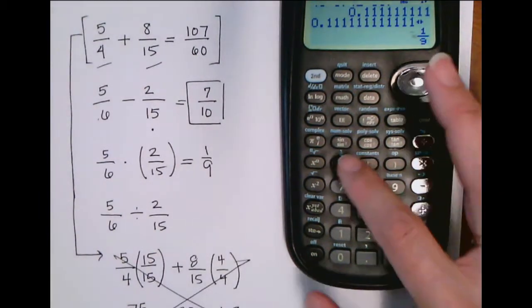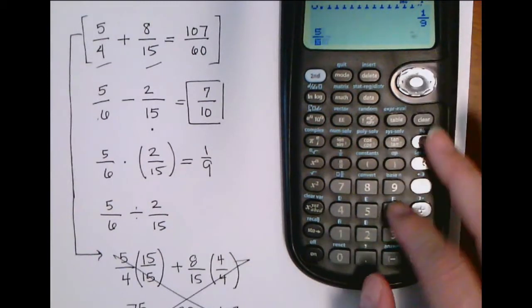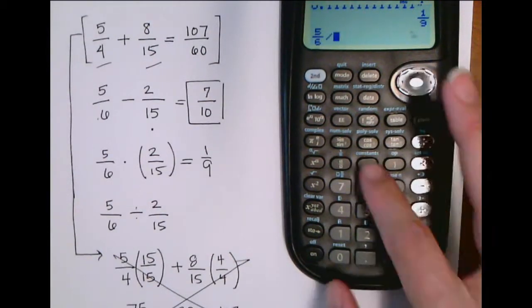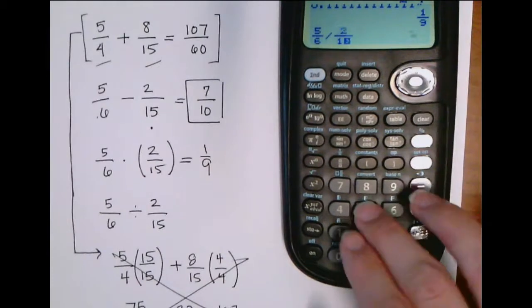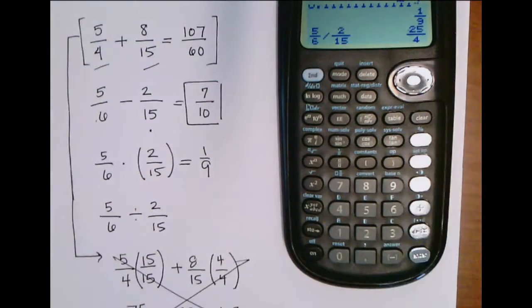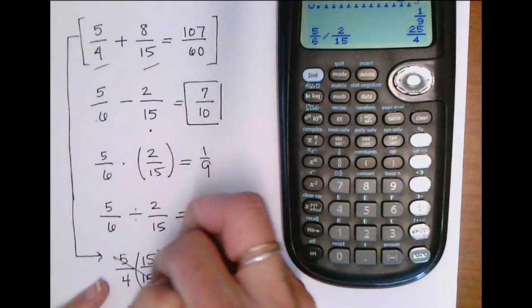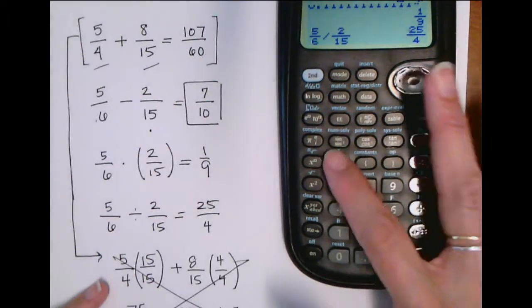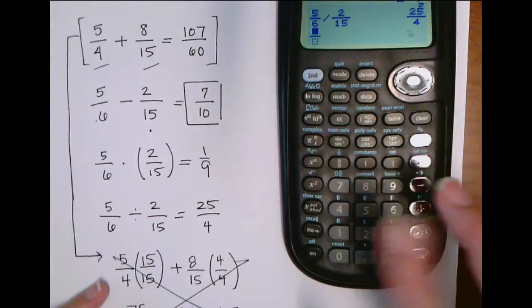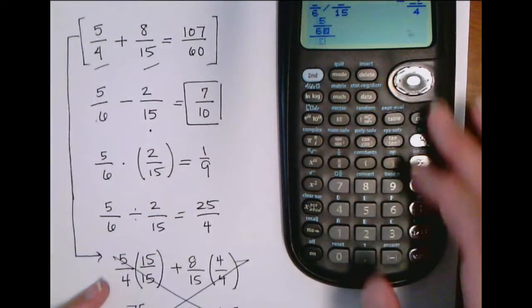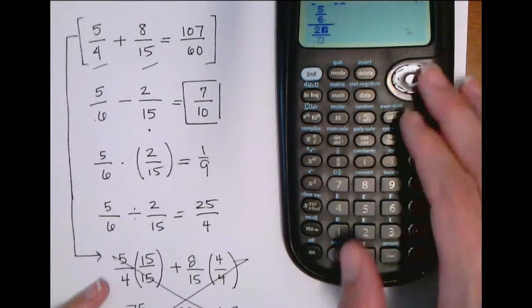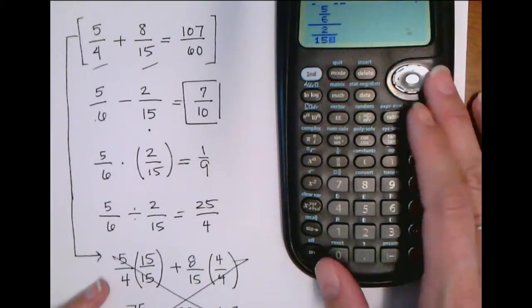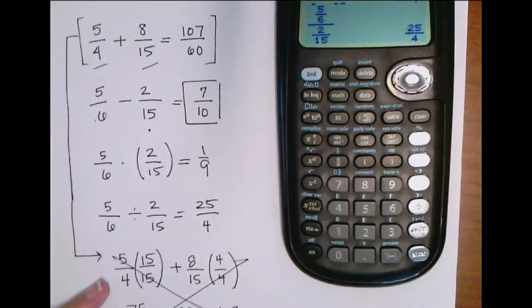You can just, again, 5/6 divided by 2/15. This is 25/4. You can even throw your fractions into a fraction. So once I have this, I could do a fraction on the top and a fraction on the bottom. Crazy enough, but it'll still work. So it gives me 25/4.